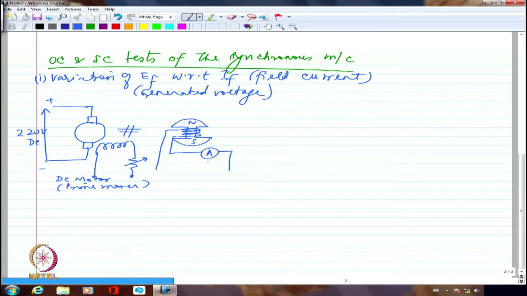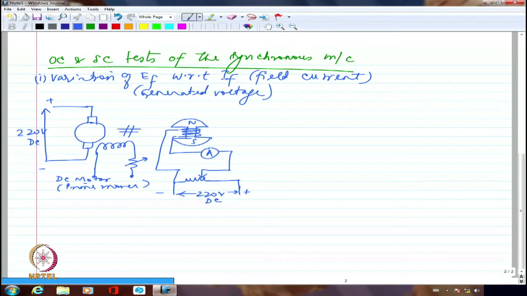So let us say this is my DC supply, which is 220 volts DC, with plus here and minus here, and then I am having a potential divider. So this I am connecting here and this I am connecting here. So I am applying a variable potential to the field. This enables me to get either zero field current or I can go to maximum field current. That's what is going to happen.